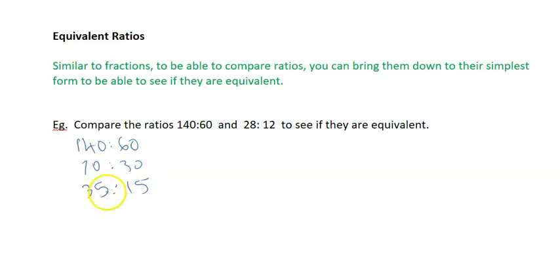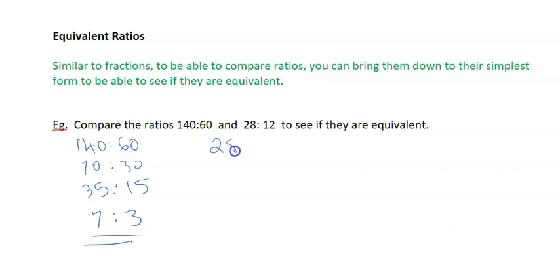I can see they both end in 5. Common factor is 5 straight away, so dividing by 5 on both sides, I get down to 7 and 3. 7 and 3 I know are both prime, so I can't possibly simplify any further. That is as far as it goes.